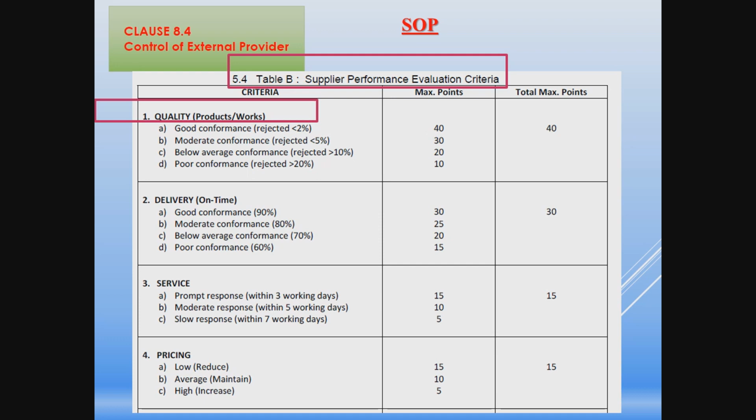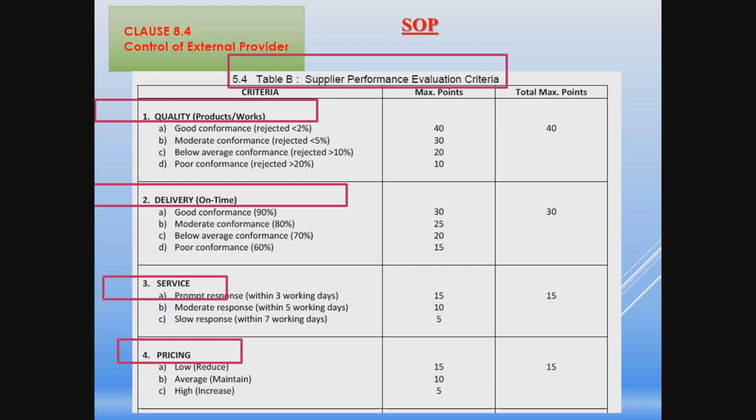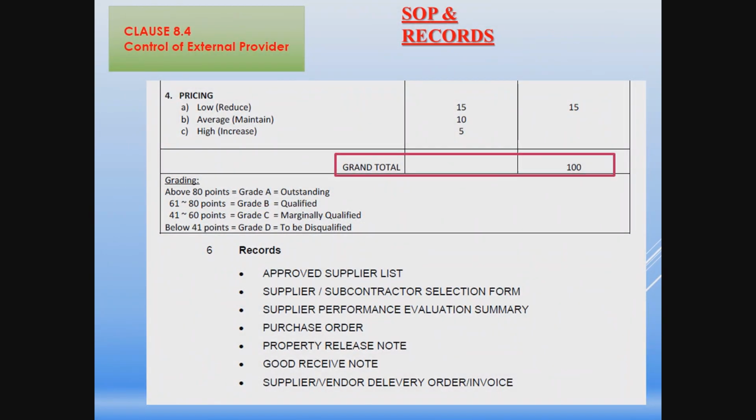For example, if your supplier is below average conformance and has a reject rate of more than 10%, you give only 20 points. If the reject rate is more than 20%, you give only 10 points. Then there are delivery on time, service rating, and pricing. So this is for the performance.